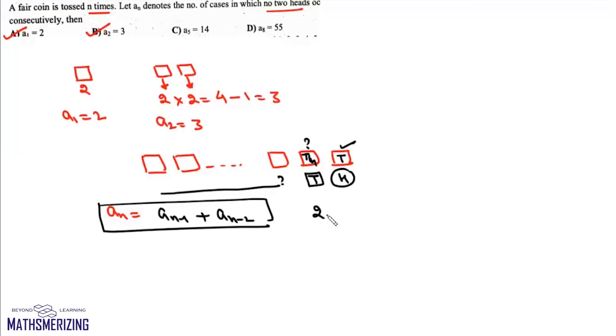So first one is 2, then 3, then 2 plus 3 is 5, 5 plus 3 is 8, 8 plus 5 is 13, 13 and 8 is 21, 21 and 13 is 34, 34 and 21 it is 55. So first one is 2, second one is 3, fifth one is 13. So A5 is 13 and not 14, and 6, 7 and 8, A8 is 55. So the correct options are A, B and D.